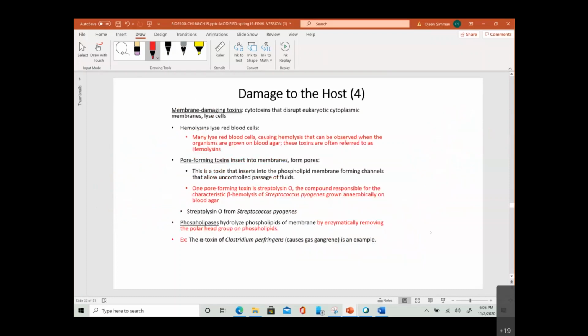Okay, so there are other toxins that cause membrane damage. For example, the cytotoxins, which cause lysis of the host cell plasma membrane. A specific type of membrane damaging toxin is hemolysin.